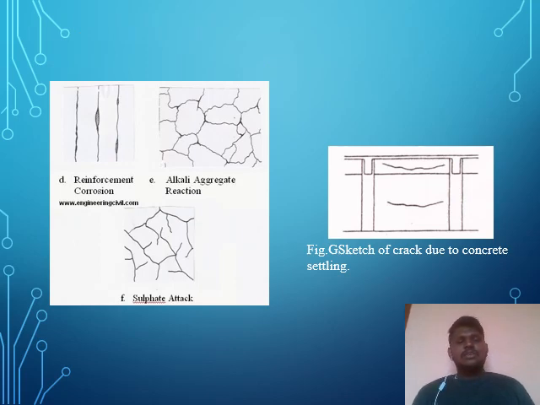These are the signs of visual inspection: reinforcement corrosion, alkali aggregate reaction, sulfate attack, and cracks due to concrete settling.